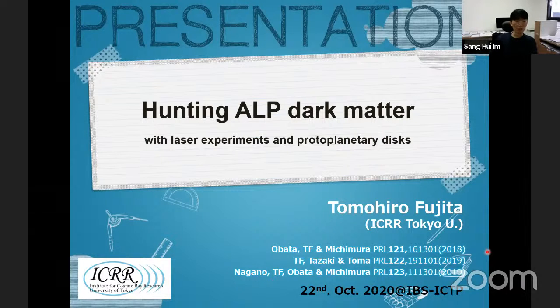So today we are going to discuss new laboratory probes on Axion-Like particles. You are basically allowed to interrupt during the talk, and only if there are too many interruptions, then I may intervene. As the first speaker, we are happy to have Tomohiro from the University of Tokyo. He's going to tell us about laser experiments and protoplanetary disks for hunting dark matter. So please.